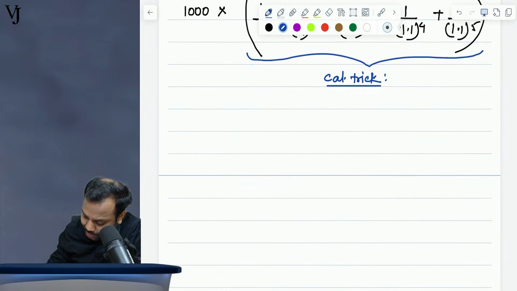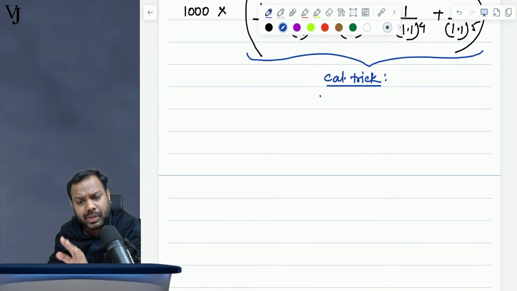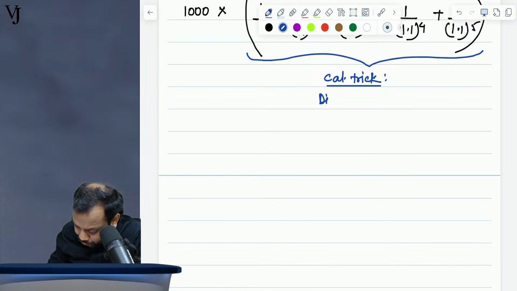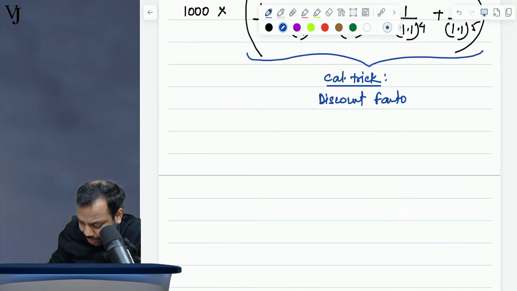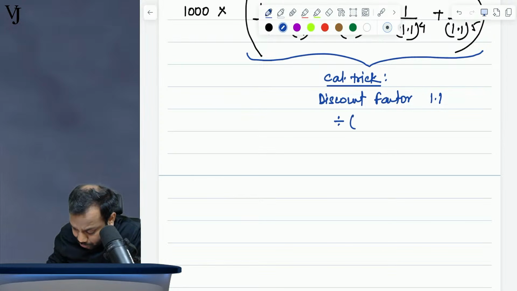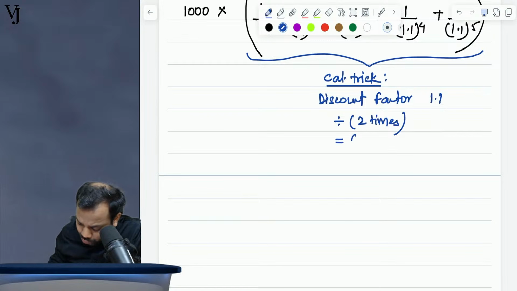So you have to write again the discount factor, the same process. In the calculator, write the discount factor. What is the discount factor? 1.1. Then press divided 2 times. Then press equals to n times.